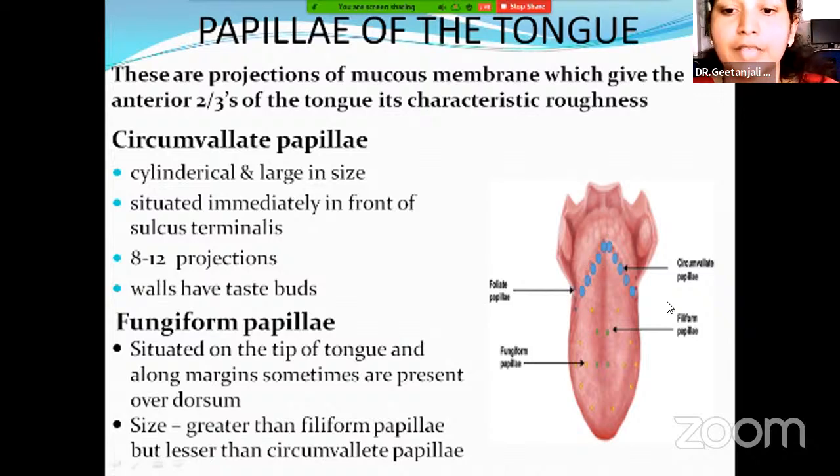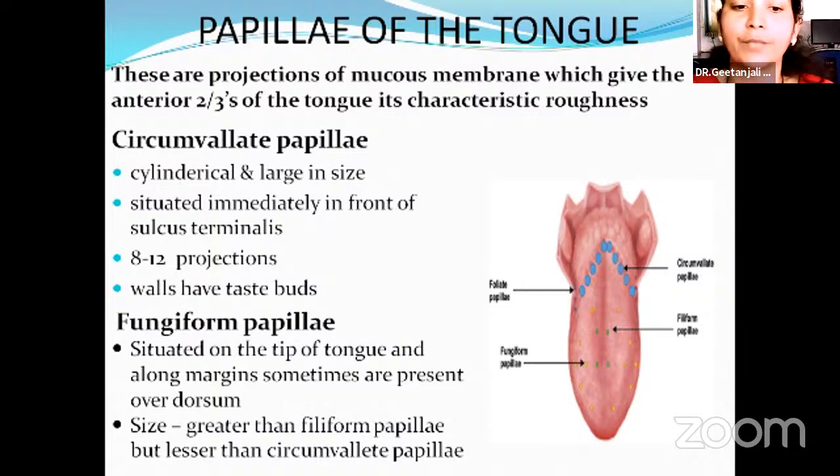See, this is the sulcus terminalis, and in front of the sulcus terminalis, circular papillae are present, called circumvallate papillae. As the name suggests, circum, these are circular in shape, hence called circumvallate papilla or only vallate papilla. These are cylindrical and large in size, situated immediately in front of the sulcus terminalis. There are 8 to 12 of them, and their walls have taste buds. Okay, this completes our circumvallate papilla.